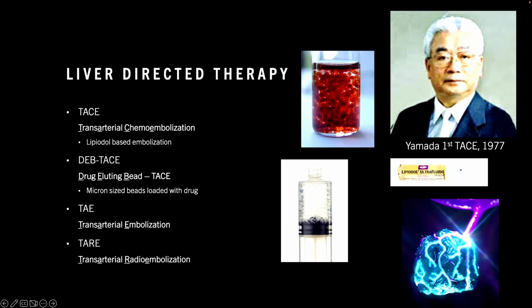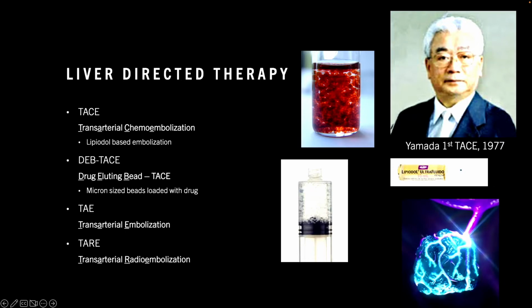So TACE, or transarterial chemoembolization, you'll hear us talk about this, is when we take a drug, we mix it with an oil, and we infuse it. I'll go through these all individually, but I just want you to have the nomenclature first. DEB-TACE is drug-eluting bead transarterial chemoembolization. So what that means is I take a little bead, and I put drug on it, and then I infuse it into your arteries that supply your liver, and we'll talk about why I infuse into liver arteries.